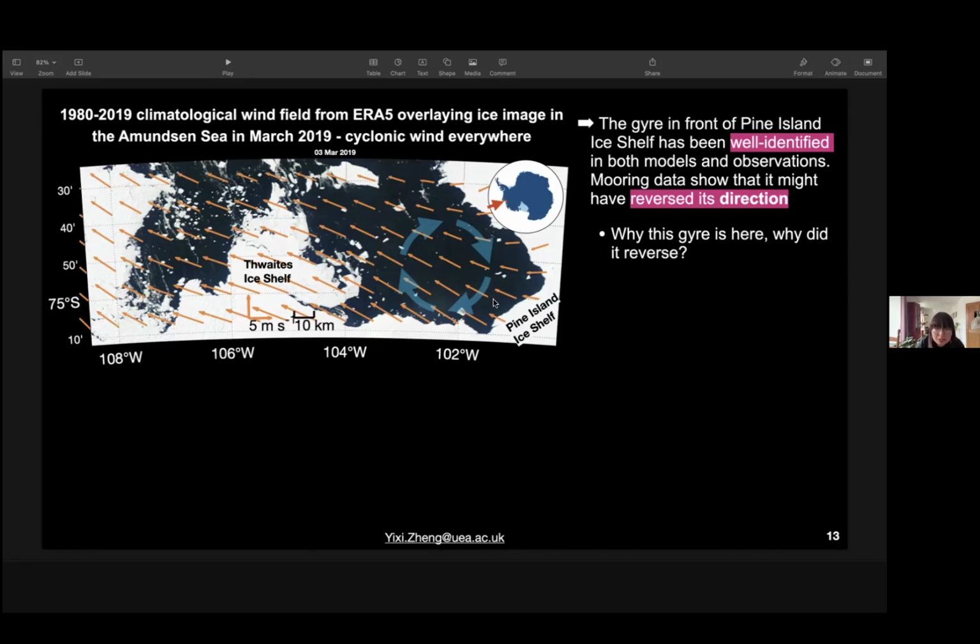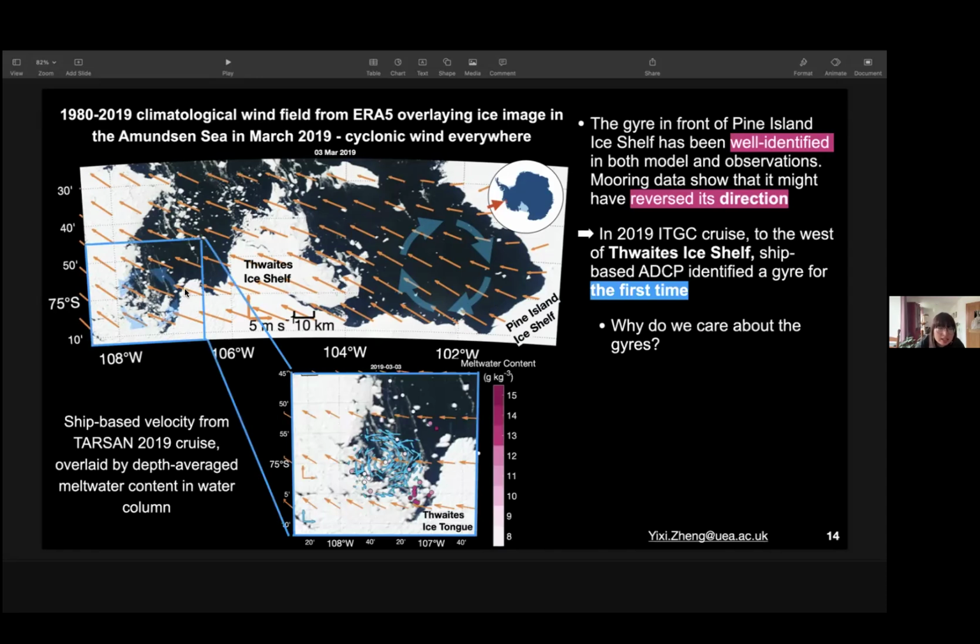But then in 2019, in a cruise that I was lucky enough to get involved with, we found another gyre that is rotating anti-cyclonically, so anti-clockwise. And this gyre is rotating in a different direction from this gyre, and not just different from this gyre, but also different from the wind forcing in this place. So then it was like, it doesn't make any sense at all to me.